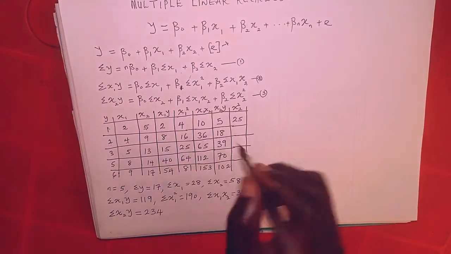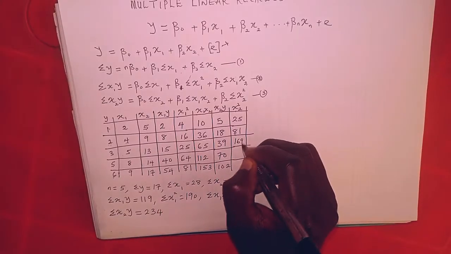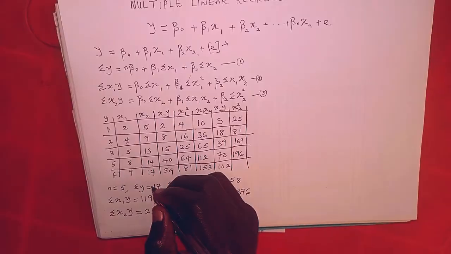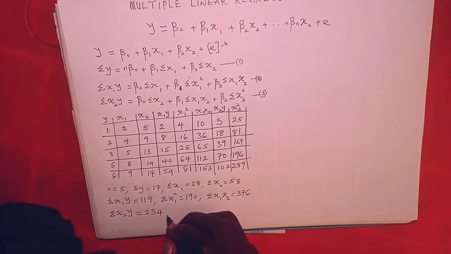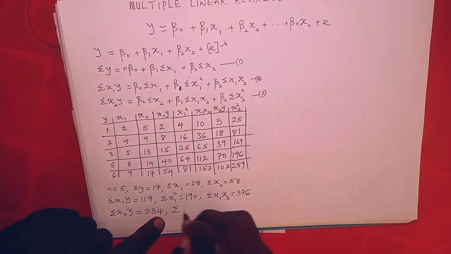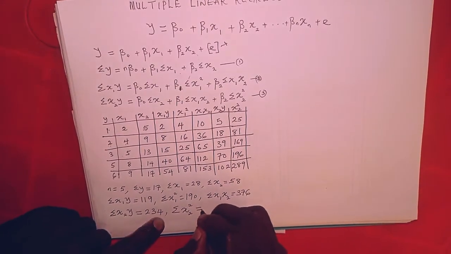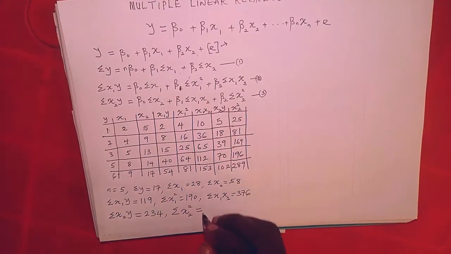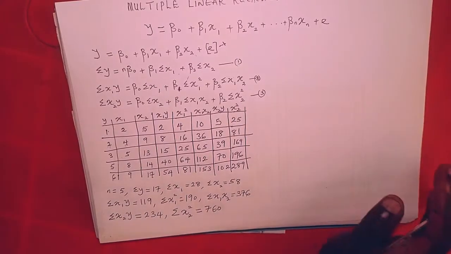9 squared, that is 81. 13 squared, 169. 14 squared, 196. Then we have 17 squared, that's 289. So we have summation x2 raised to power 2 will be equals to, if I add all of this up together, we are going to have 760.